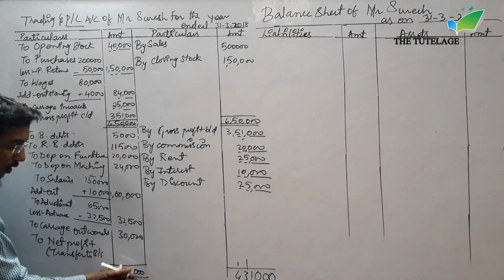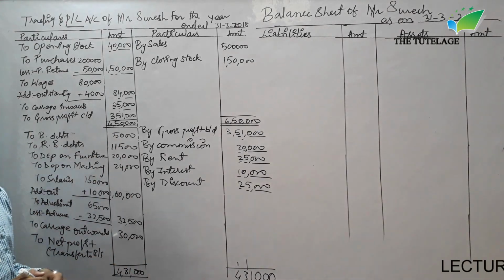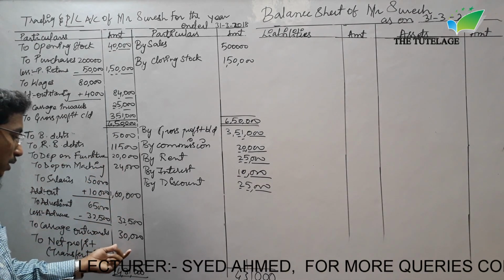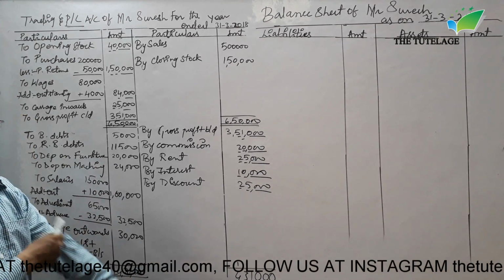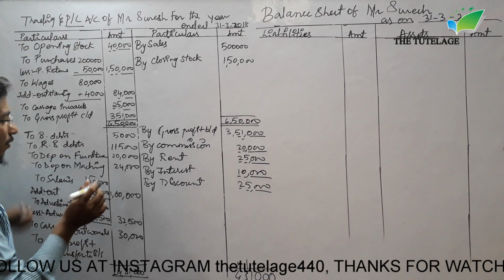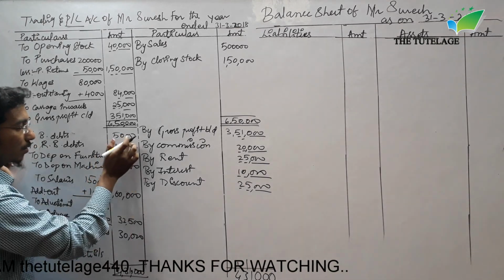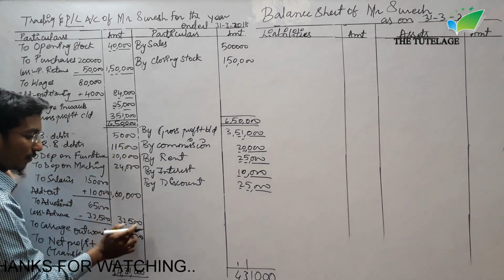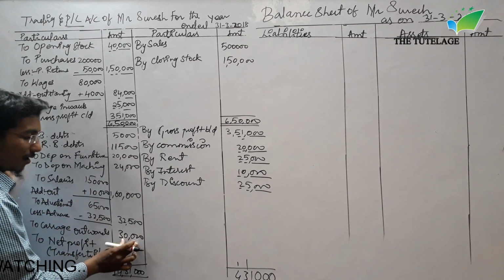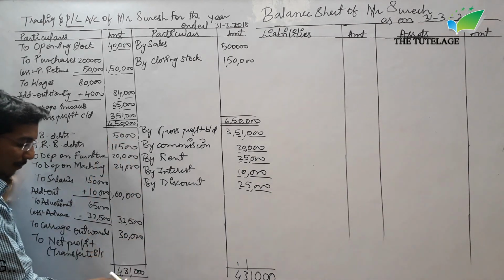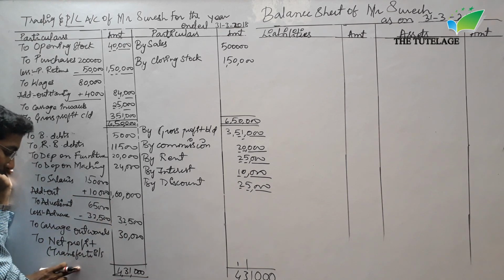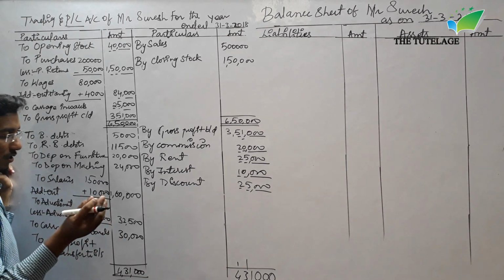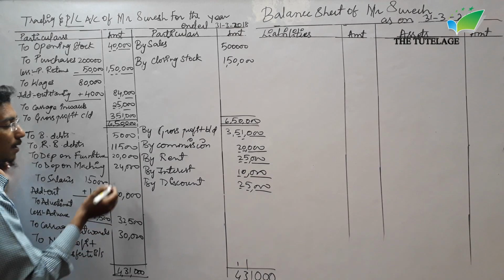It is not exactly the total, only the 31,000 is. How much amount is needed to make it 4,31,000? First of all, we can total these amounts, 1 2 3 4 5 6 7. So total these amounts, then subtract from it, and the left amount is the net income related to Suresh's business.